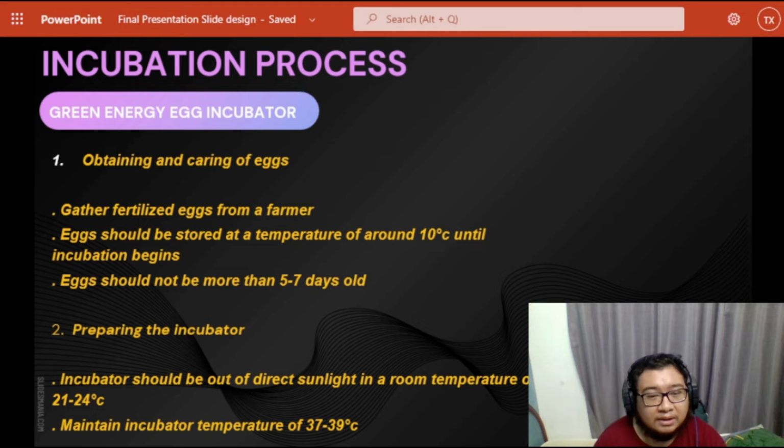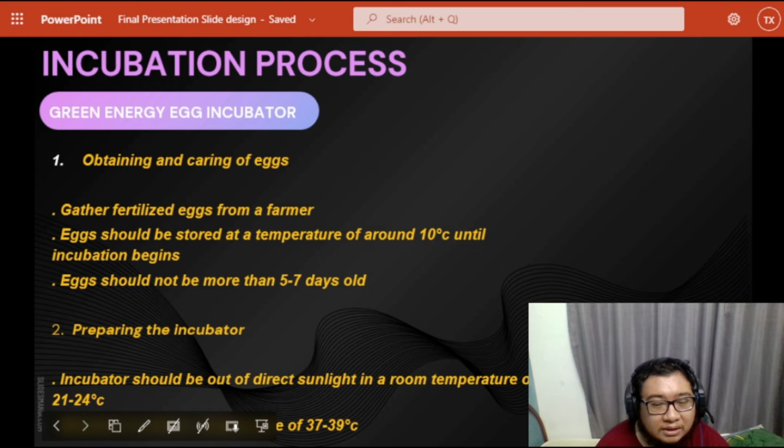Next, the first step, obtaining and carrying the eggs. We gather fertilized eggs from a farmer. An egg should be stored at a temperature of around 10 degrees Celsius until incubation begins. The egg should not be more than 5 to 7 days old. Second, we prepare the incubator. The incubator should be out of direct sunlight in a room temperature of 21 to 24 degrees Celsius, and we maintain the incubator temperature at 37 to 39 degrees Celsius.